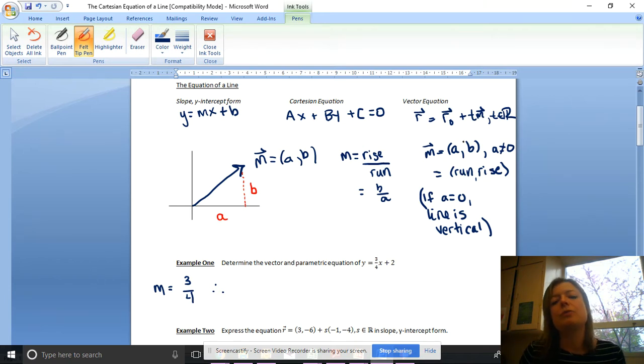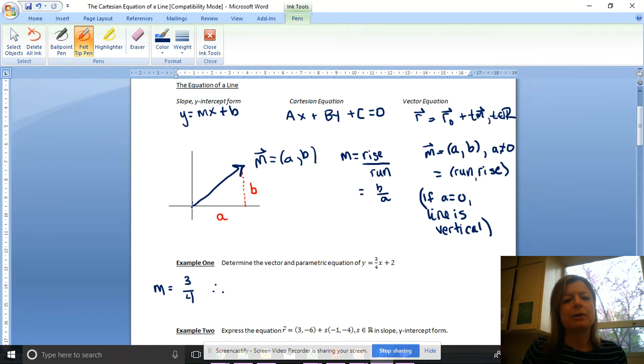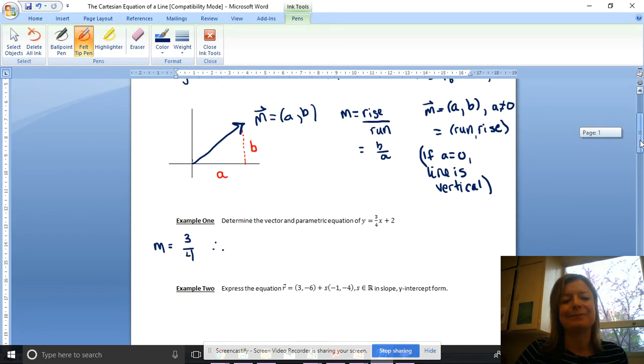So we can use the direction vector to find slope, or we can use slope to come up with a direction vector. Now, if a equals 0, that just means the line is vertical, because the x coordinate would be 0, and then whatever the y coordinate is. So if the direction vector is like that, you're dealing with a vertical line, and the slope is undefined.